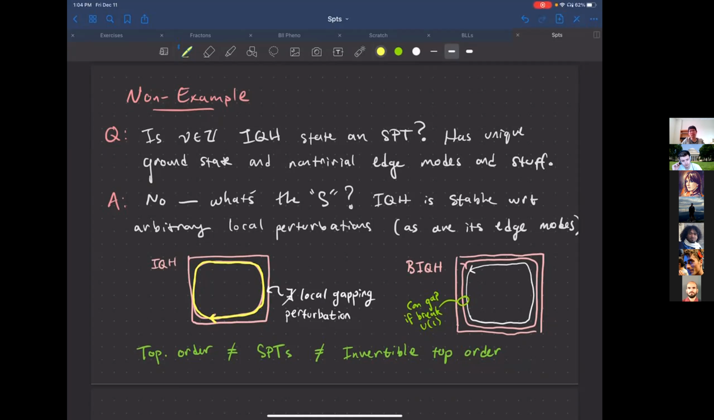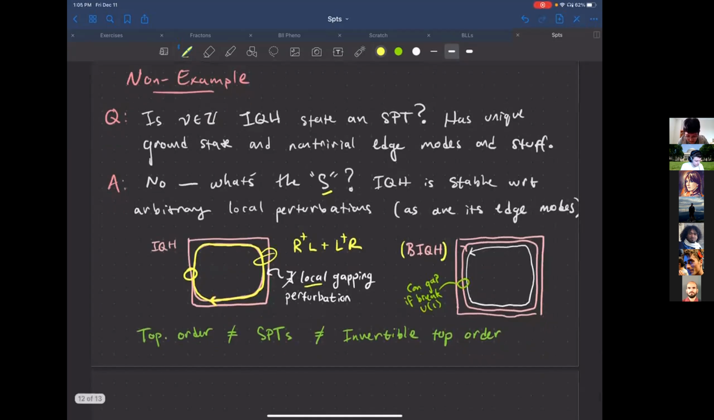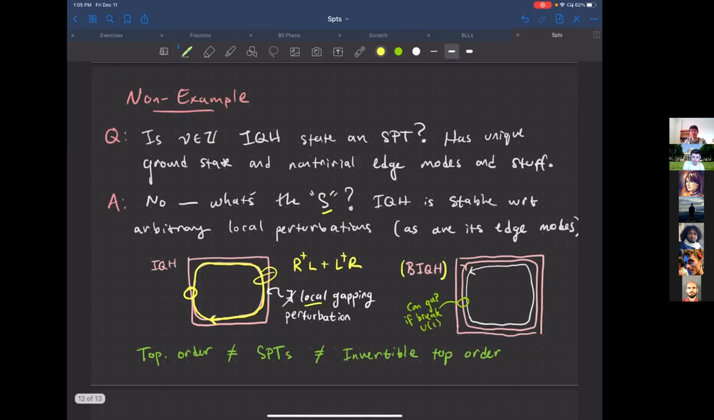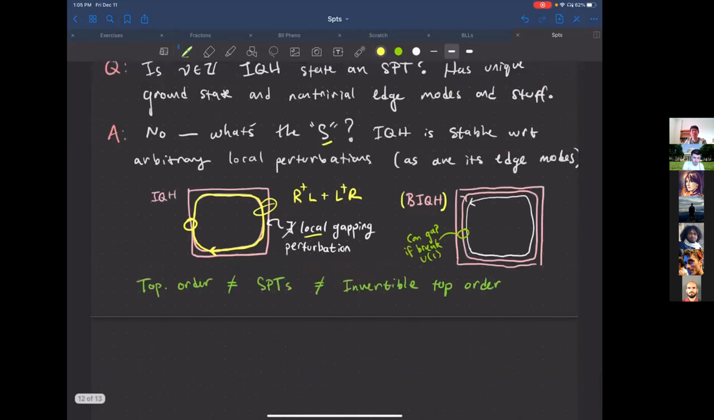This is, okay, well known, and so there's no local perturbation that can gap out these edge modes because they're chiral. To make fermions massive, you need a left fermion and a right fermion, right? Anyway, so the integer quantum Hall effect is not really an SPT because there's no S. There's a bosonic example of an integer quantum Hall effect that is sort of an SPT, but I guess I won't get into that. Okay, and then I'm done.